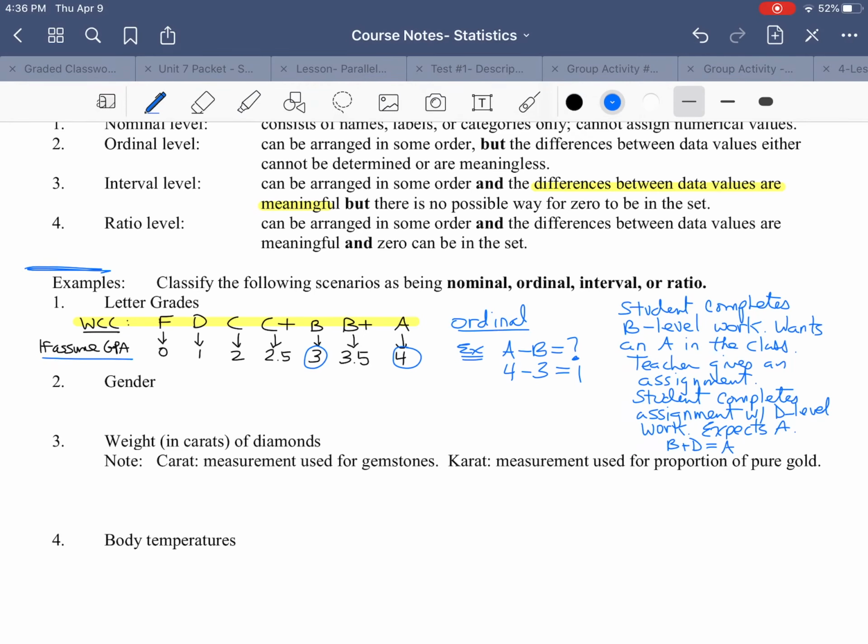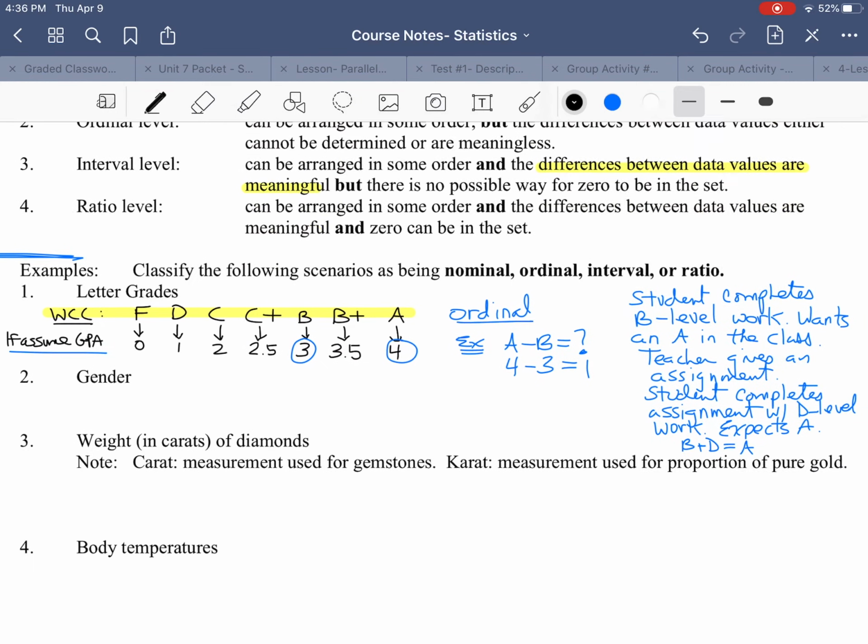And that is my rationale for keeping it in the ordinal level. You can make other assumptions that allow you to move it into the interval or ratio level, but these are the assumptions I'm working with. So answers vary for stuff like this, but you do need to justify.